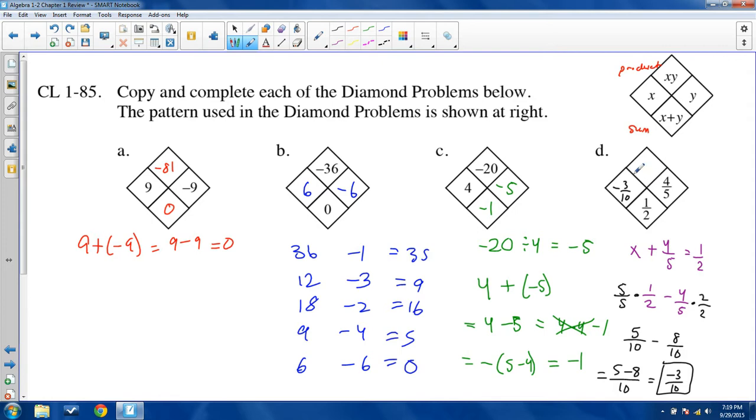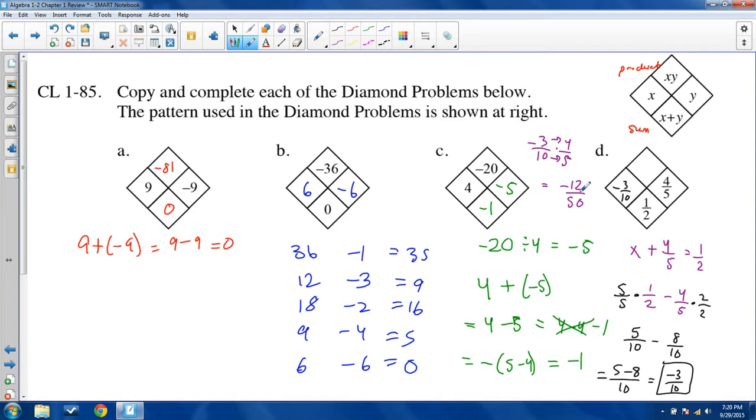Now in order to get the product on top, this is actually the easier part. All you have to do is multiply -3/10 with 4/5. Sounds like big numbers, but negative 3 times 4, all you do is multiply straight across. Negative 3 times 4 is negative 12. 10 times 5 is 50. So it's negative 12 over 50.